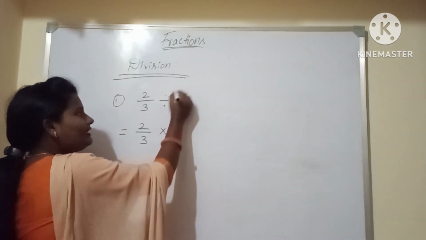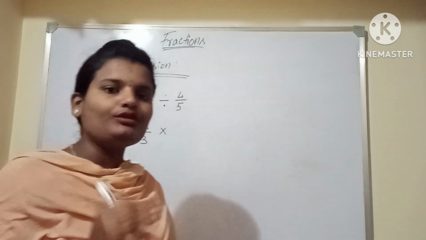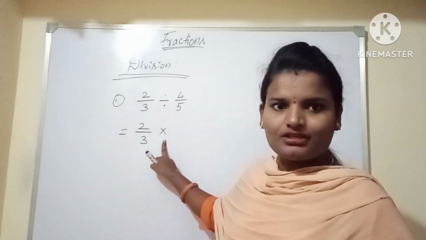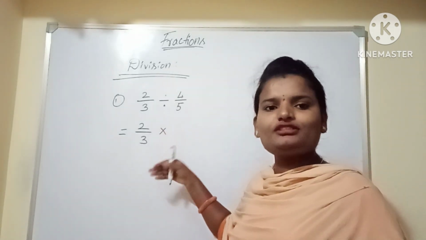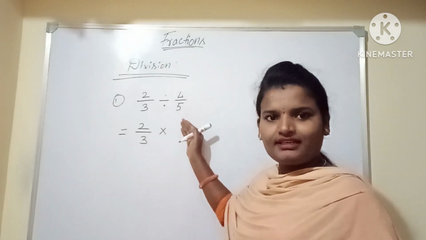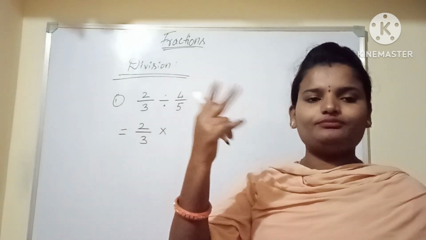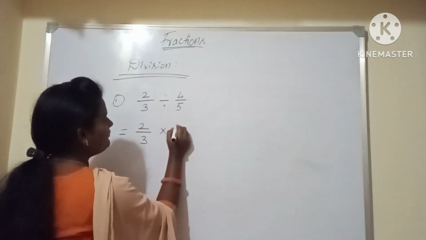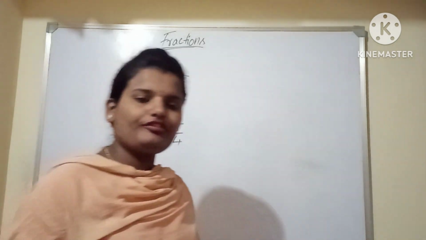Now whatever the second fraction is there, that fraction we have to take reciprocal. When we are changing the operation from division to multiplication, or from multiplication to division also, the second fraction, that one we have to take reciprocal. Reciprocal in the sense what? We have to take reverse. So here 4 by 5 is there. If you take its reciprocal, what will we get? 5 by 4.